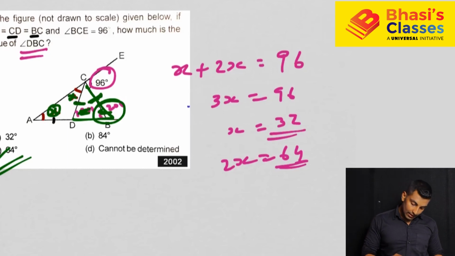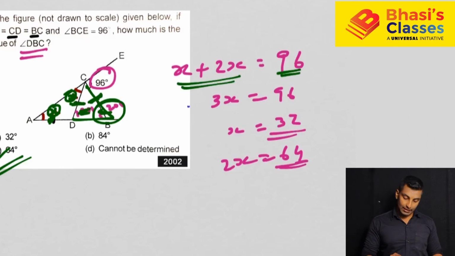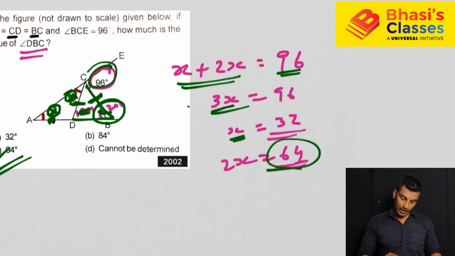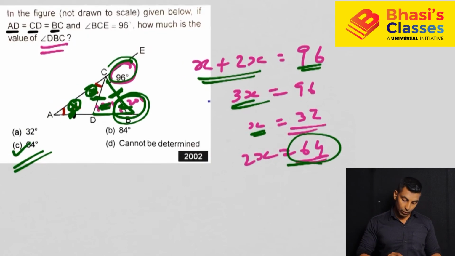And when this is x, these two sides are equal. So both are x and both are 2x. And x plus 2x is equal to 96 because 96 is the exterior angle. And we know remote interior angles will add up to the exterior angle. So from that 3x is equal to 96, we got x. And then this angle is 2x, which is equal to 64.